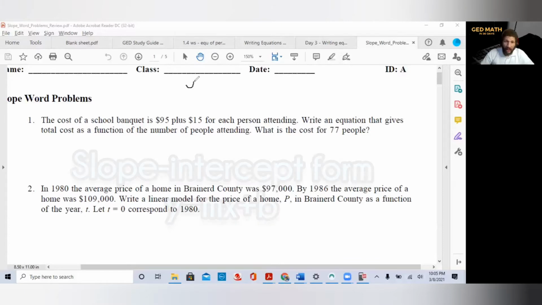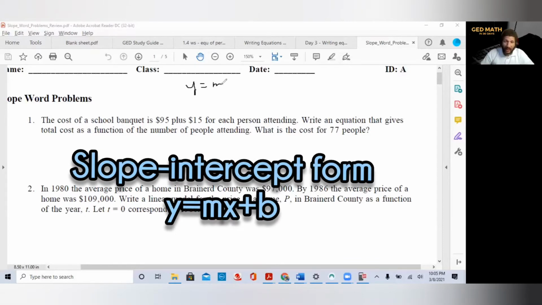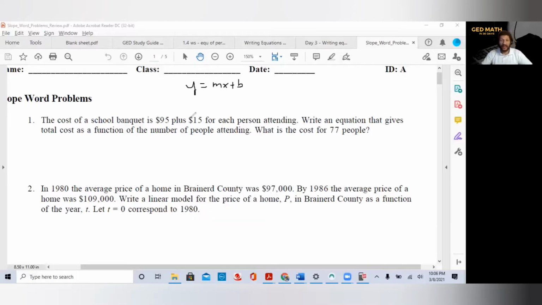So again, y equals mx plus b is our slope-intercept form of a linear equation. So now we just have to identify what's what. What's not going to change, your constant, is $95, no matter how many people come. That's not going to change. It's called your constant. That's your b or your y-intercept.